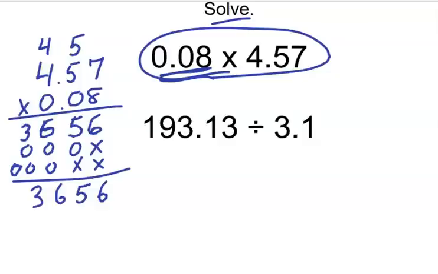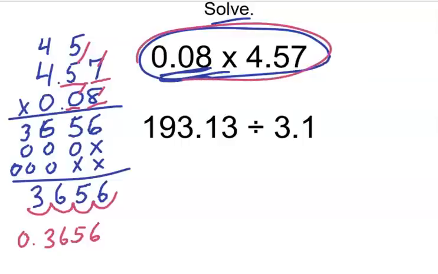And so now we just have to come up here and look how many numbers are to the right of a decimal point. Well, there's 1, 2, 3, 4 numbers to the right of the decimal. So we're going to move the decimal over 4 places. So the answer to the top one is 0.3656, or if you want to, you could put a 0 in front of that. So that's the answer to this multiplication problem.